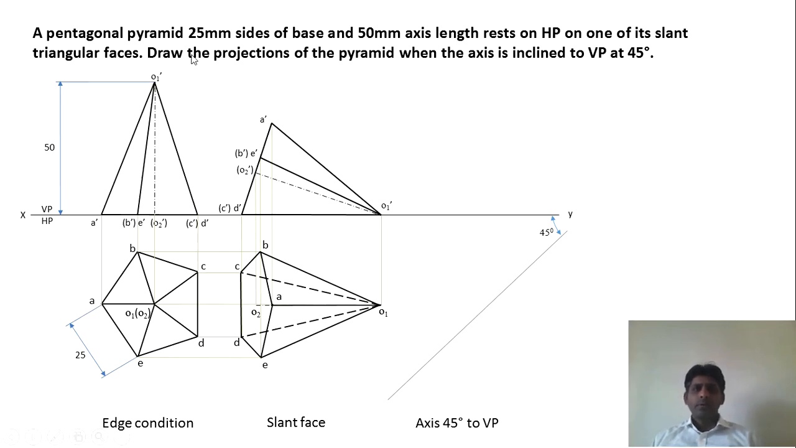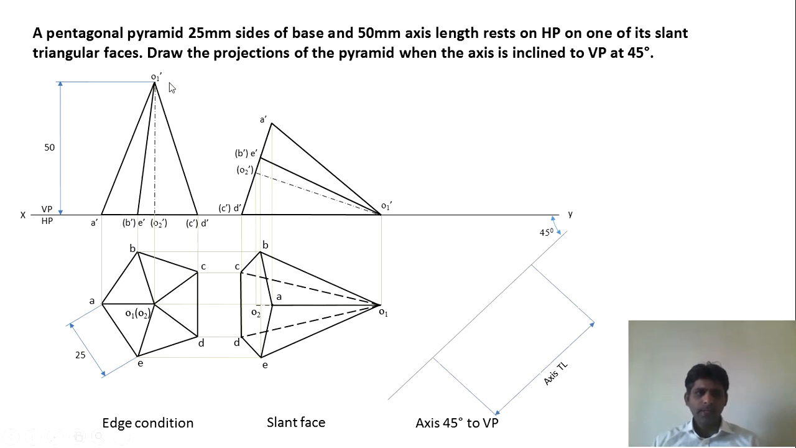Now we have to read the problem carefully. Now here you see that it is given that the axis is inclined to VP at 45 degrees. That means the true inclination is given to us. The true inclination is given and we have the apparent length of the axis. So to plot this apparent length, we need the apparent inclination. So we have to obtain the apparent inclination. In order to obtain the apparent inclination, we have to solve this problem by locus method. What is this locus method?